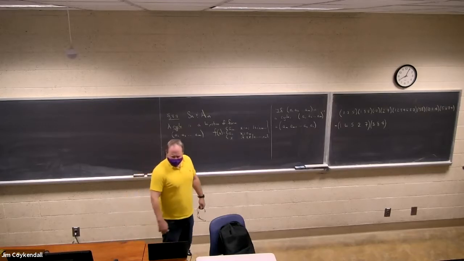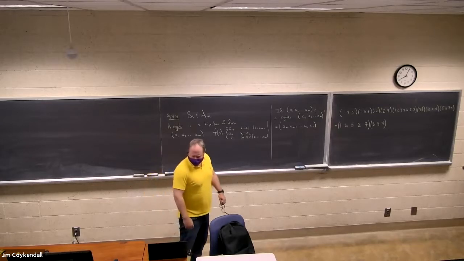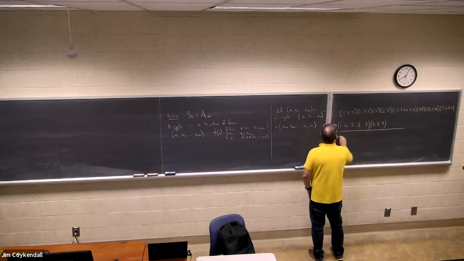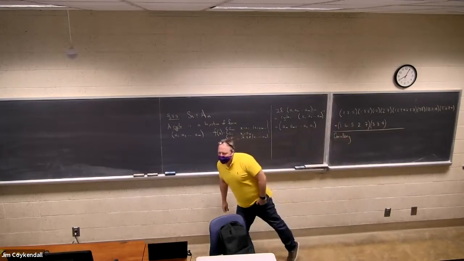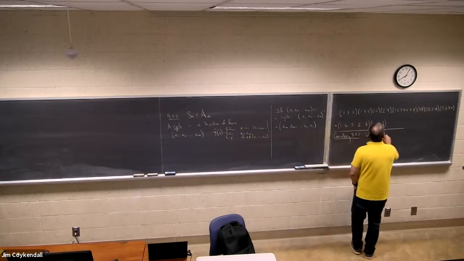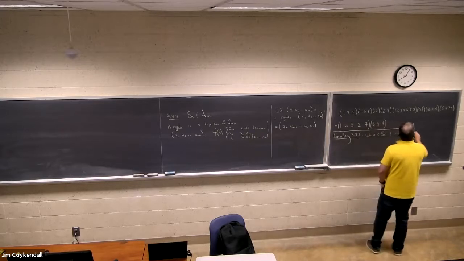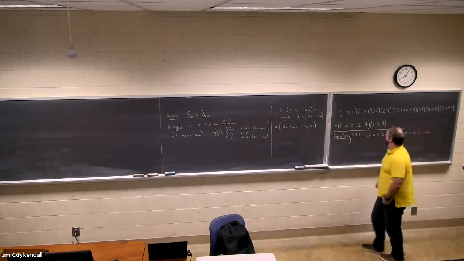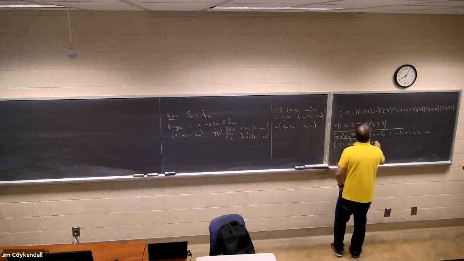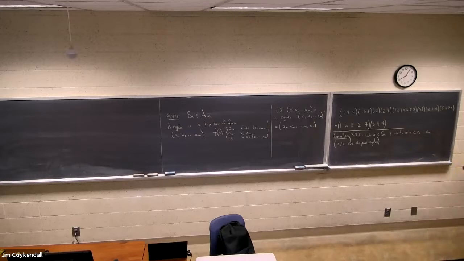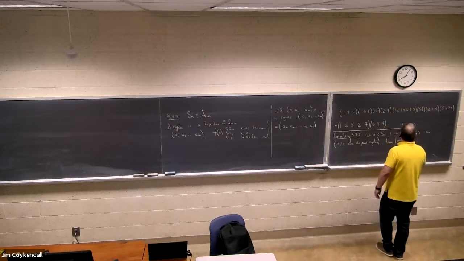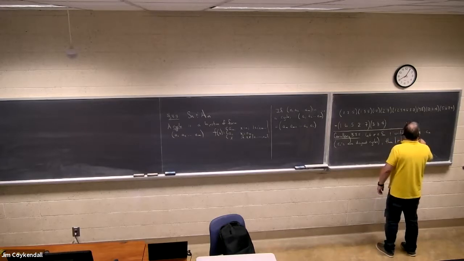I'm going to appeal to this corollary. Let sigma be in S_n and write sigma as C1, C2, through CK, where the C_i are disjoint cycles. So there's my unique decomposition of sigma. Then the order of sigma is the least common multiple of the orders of the respective cycles.